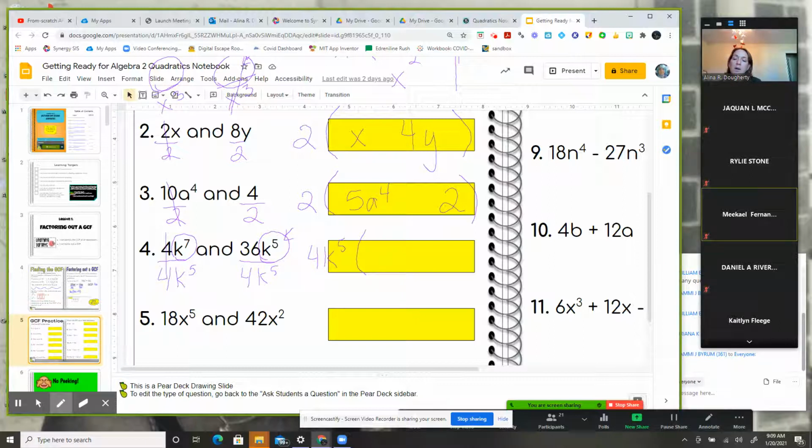And then 4 crosses out, and k to the 7 divided by k to the 5 is going to give me k squared. We're subtracting those. 7 minus 5 is 2. Hopefully you've already done that. And then 36 divided by 4 is going to be 9. And the k to the 5th cancel out. Notice I'm not putting any addition or subtraction sign in here because over on the left side in my questions, I just have the word and. So we can put the word and here.